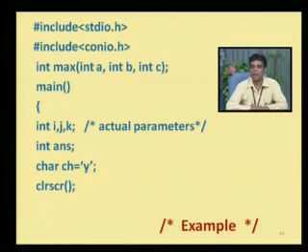Then integer i, j, k, the three actual parameters used for defining the three values, and integer answer. Answer is ans, which can be used to print the values. Then we are using a character ch. This is a very important feature which I would include in that program. Character ch with a particular value equals 'y'. What is y for? It stands for yes.